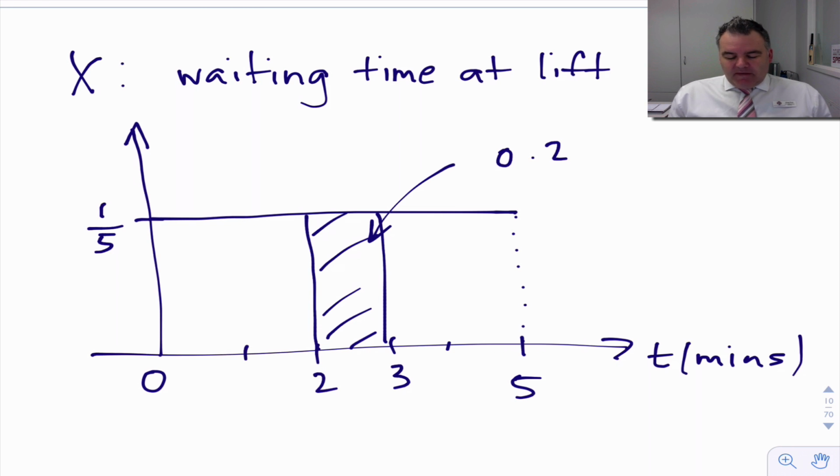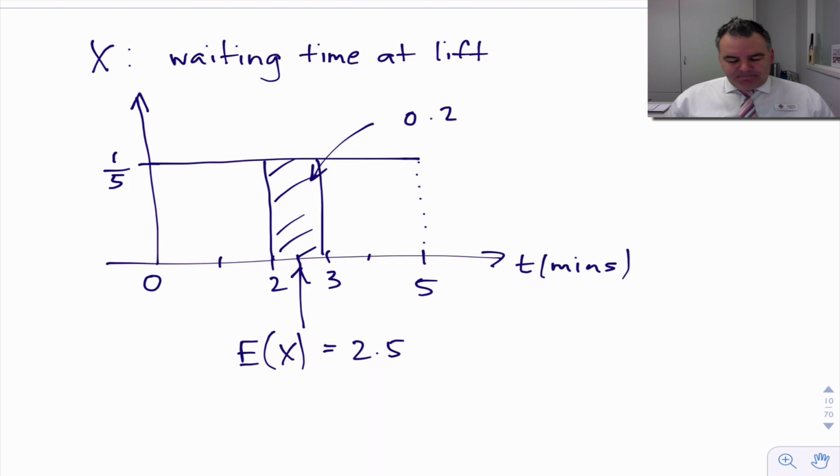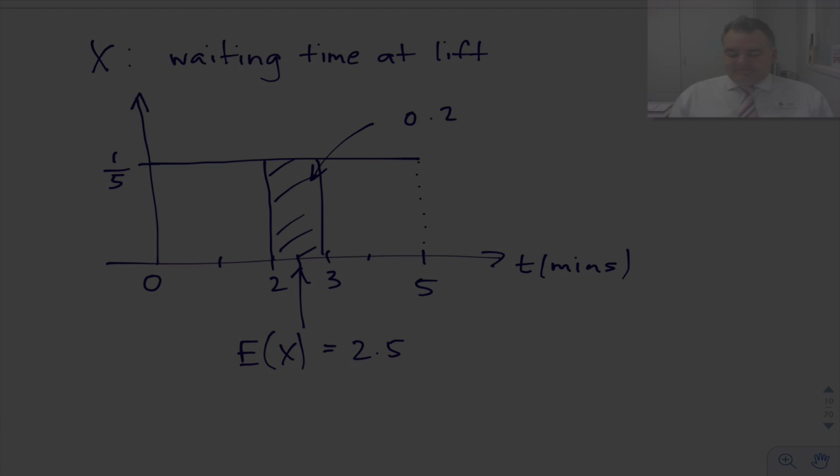And we can talk about things, what's the average amount of time you wait, which would be right down the middle here. So you could say that the expected value of this random variable here is going to be 2.5. So it's just the value right in the middle of that interval there. So there's an introductory idea on this.